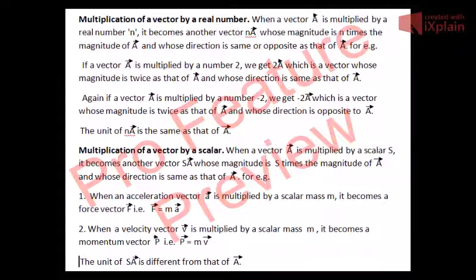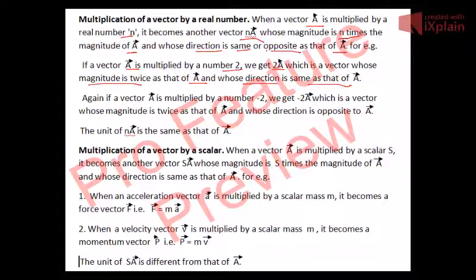So when we multiply a vector, say for example vector A, by a real number n, it becomes another vector nA, whose magnitude is n times the magnitude of A and whose direction is the same or opposite as that of A. For example, if vector A is multiplied by the real number 2, we get 2A, which is a vector whose magnitude is twice that of A and whose direction is the same as that of A.